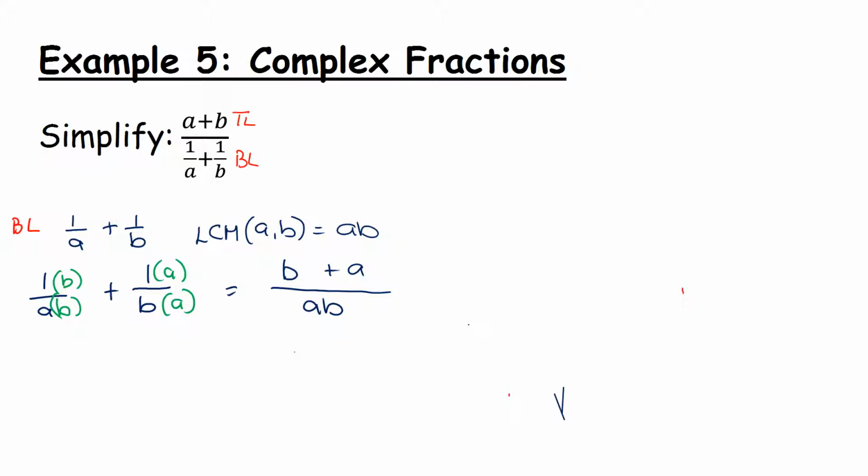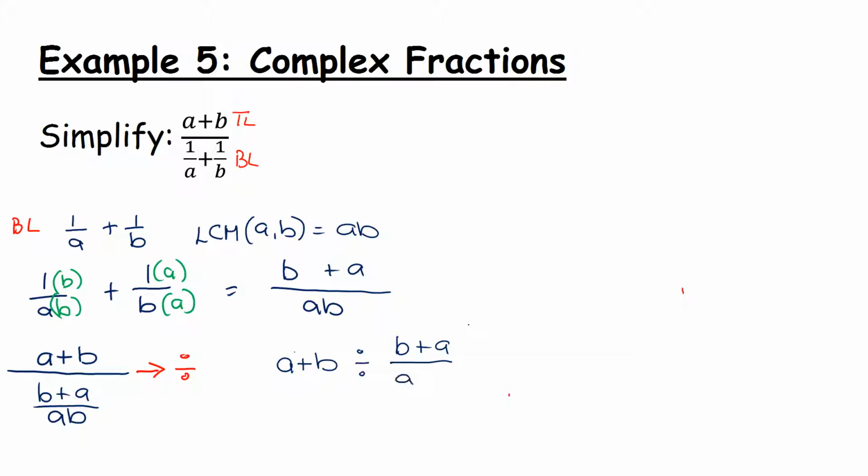Okay, so now let's go back to our fraction. We have a plus b all over b plus a divided by ab. Now, if you can remember that in a fraction, that middle line here means divide. So think of a fraction 1 over 2, 1 divided by 2. So think of that as a division line. We can write this in the form of a plus b divided by b plus a over ab.